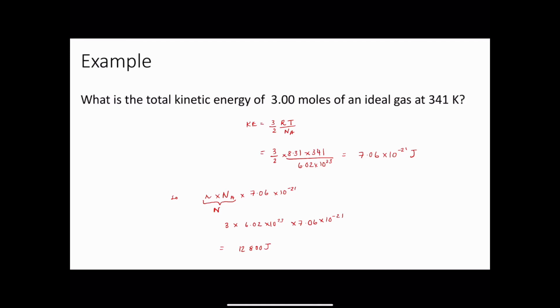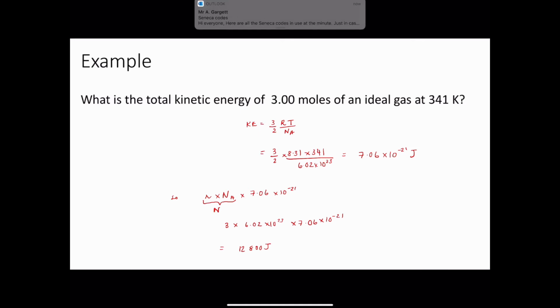And that makes sense. We've got a really small amount of energy for one single particle, but in any sort of amount of gas, there's going to be way more than just one single particle. So we need to multiply by the number of particles in that amount of substance to get our total kinetic energy, which is quite high because we have a lot of particles within that gas.